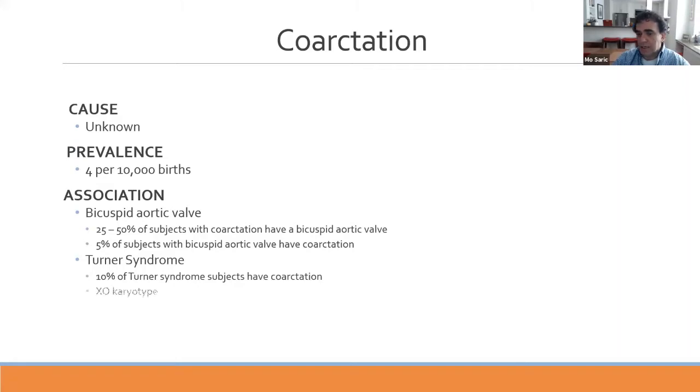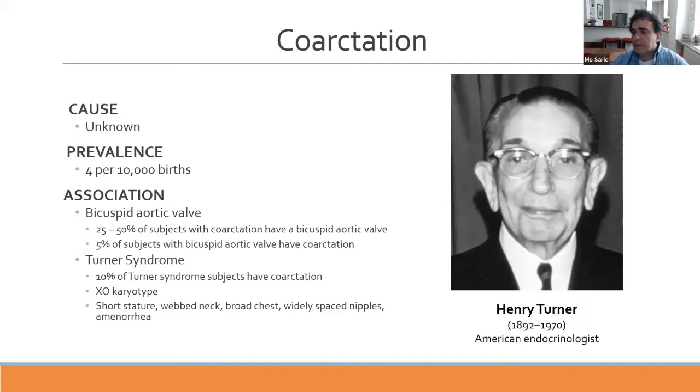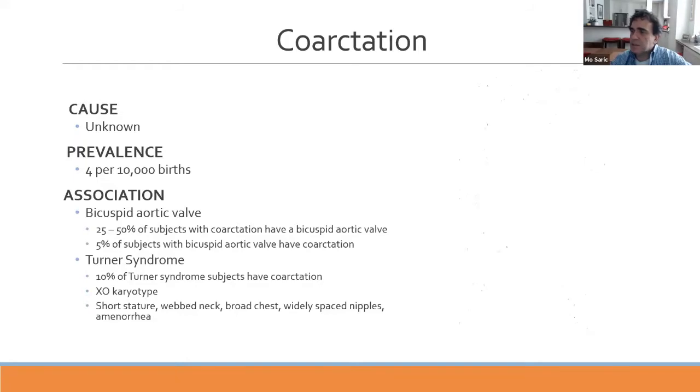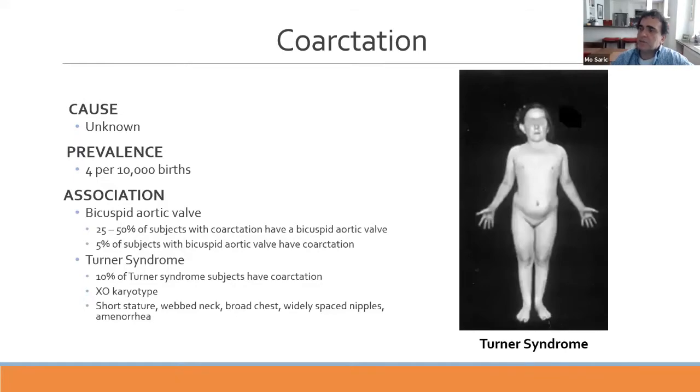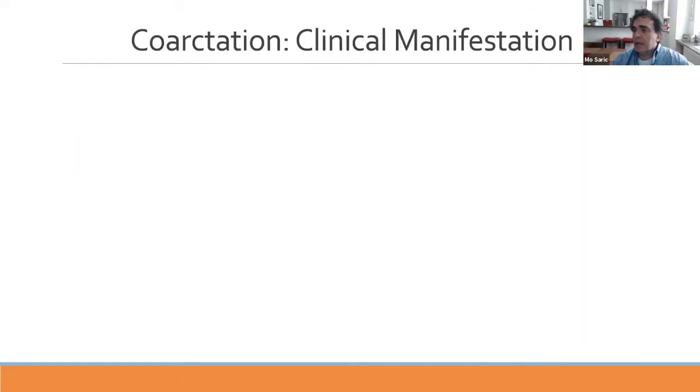Turner syndrome is the XO karyotype. Those are short-statured women with webbed neck, broad chest, widely spaced nipples, and amenorrhea. And this is Henry Turner, an American endocrinologist who was the first to describe Turner syndrome. And this is an illustration from his original publication.